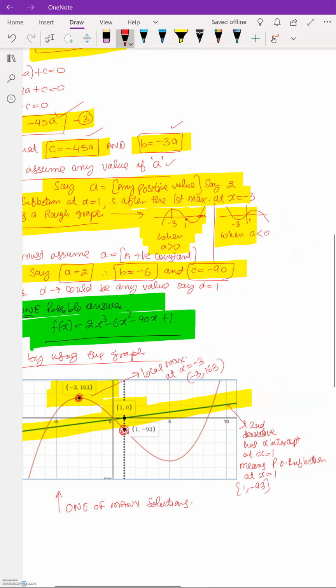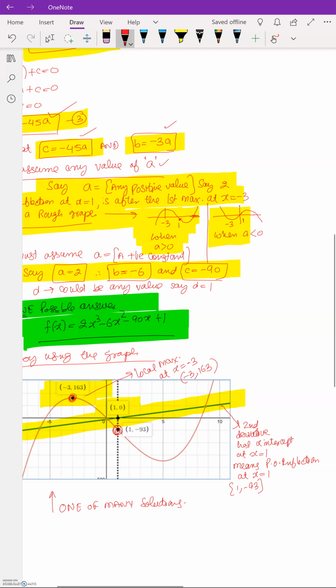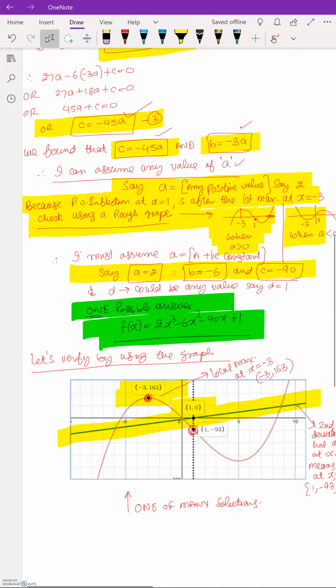This, remember, is one of many solutions. It's not the only solution. So remember, this is an open-ended question. That means everybody in class will try to do this question a different way. You will end up with a different solution, but it will still meet all the conditions given.